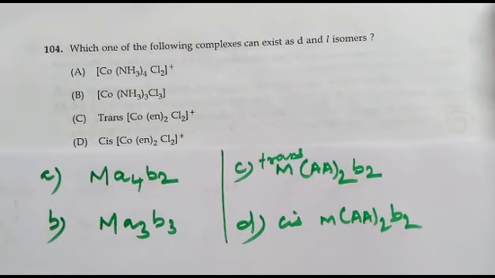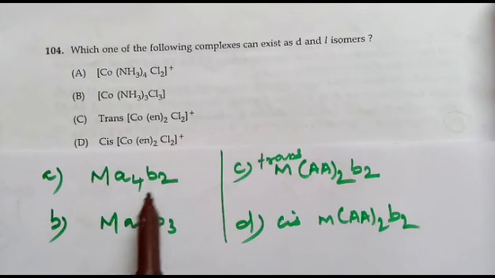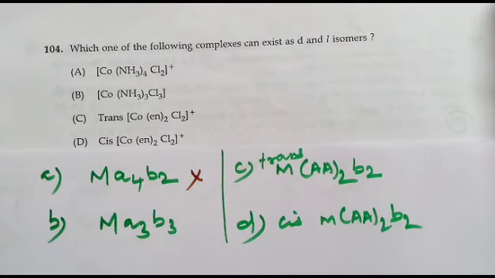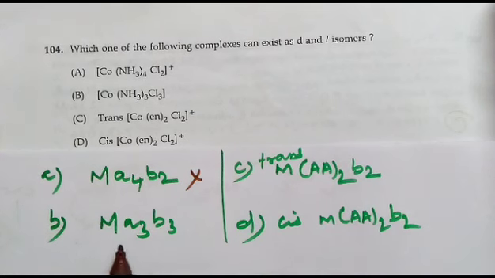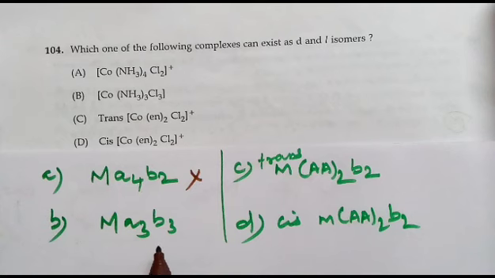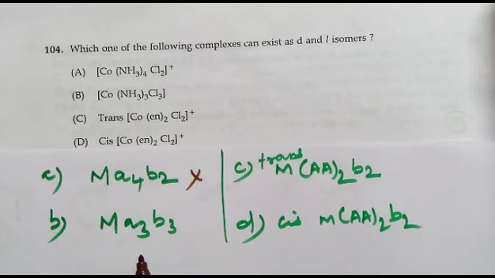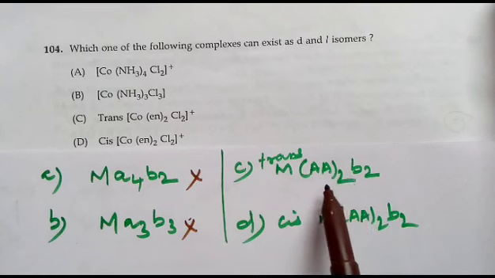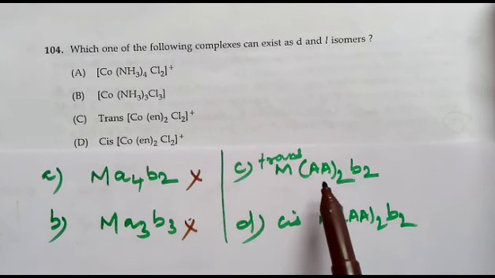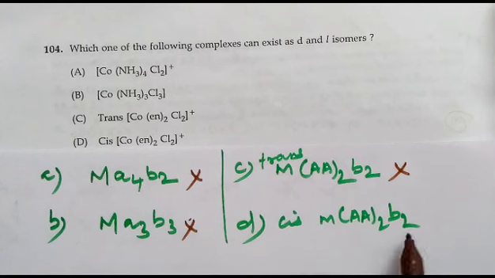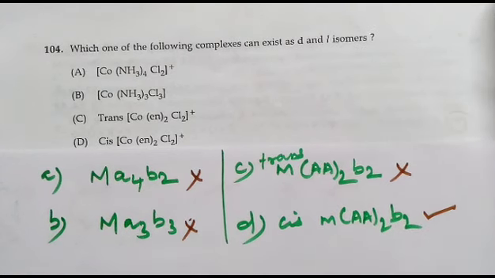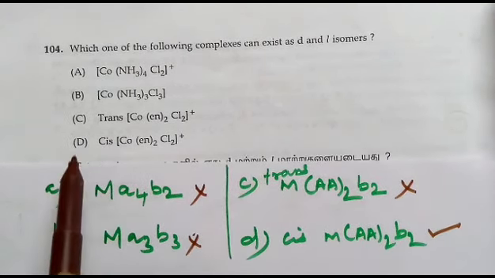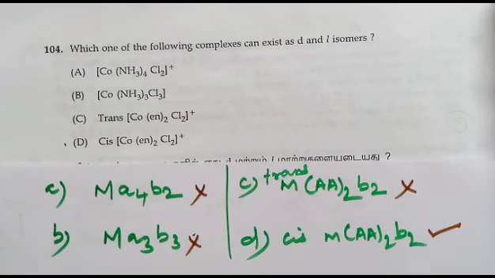Look at them. We have already seen that A4B2 type is optically inactive. It has only geometrical isomers, cis and trans. And MA3B3 means what? It is facial and meridional isomers. They are also optically inactive. Only facial and meridional, two geometrical isomers. Look at this one, the trans isomer. MAA2B2 type we already discussed. This is also optically inactive, but the cis isomer is optically active. So out of these four, the answer is D. D is the answer.